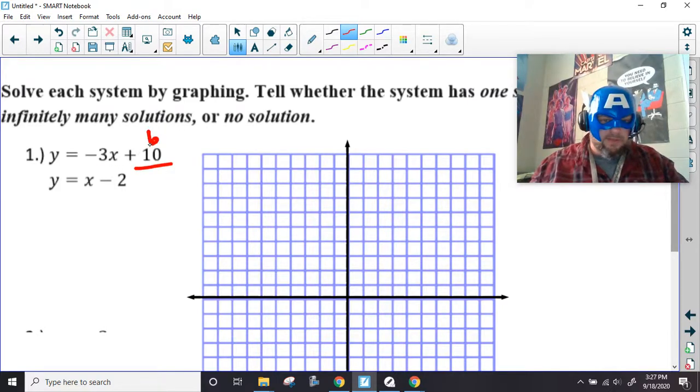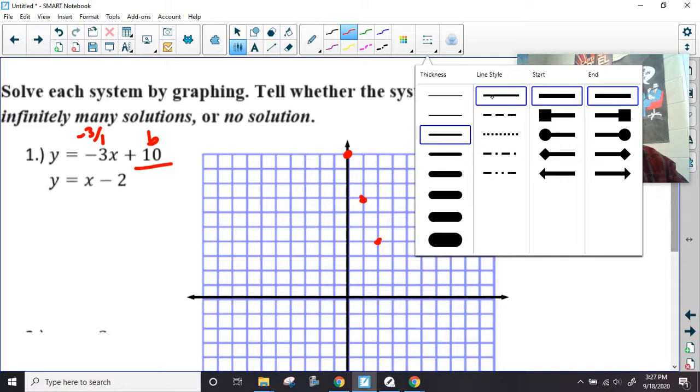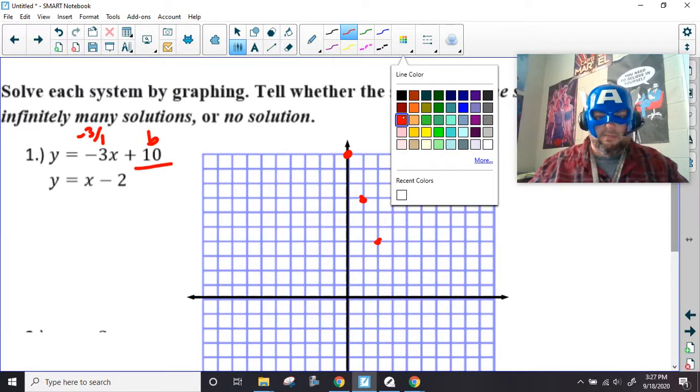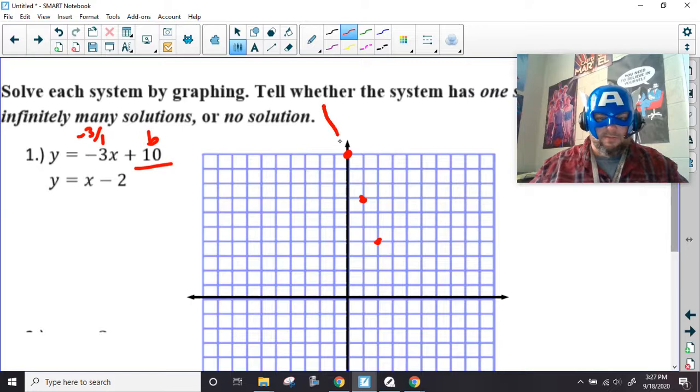Now, remember, this is my b, this is my y-intercept. So 1, 2, 3, 4, 5, 6, 7, 8, 9, 10, right here. This is -3/1. Now, I go to the right first. We had some issues with that on one of the tests, and I'll take care of that later. Go to the right first, go down 1, 2, 3. Just to be safe, I went on a little bit more, and I'm going to make sure this is red. And I'm going to draw a line.